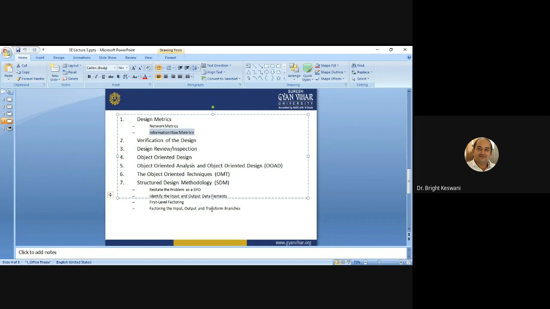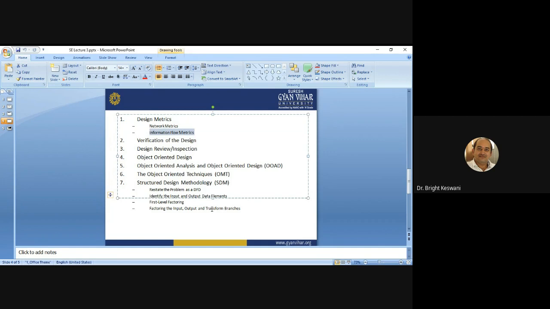Okay, and the number of arrows going out of a module is called fan out. So a very high fan out is not considerable. It means that the module has to control and subordinate too many modules and may be too complex in nature.